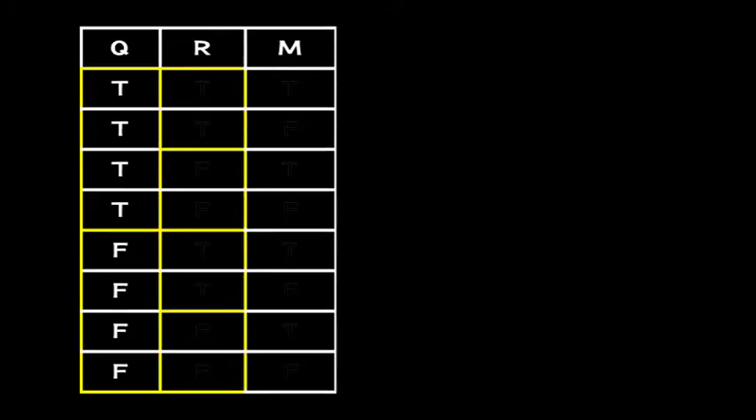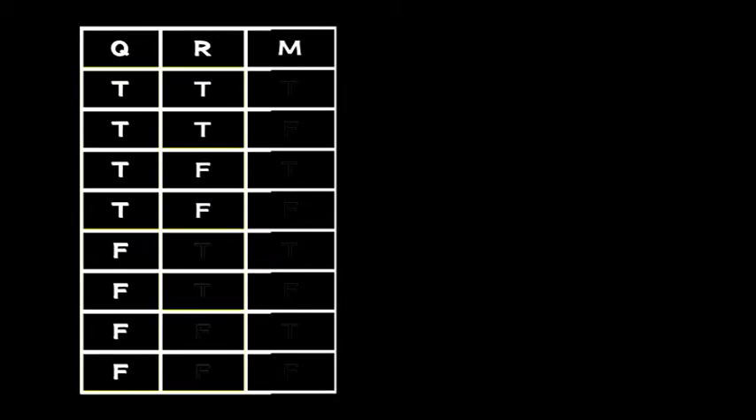We're going to split column Q in half, with the first 4 being true and the second 4 being false. We're going to split R into fourths, with the first 2 being true, the second 2 being false, the next 2 being true, and the next 2 being false. And for our last column M, we're going to alternate between true and false all the way down. True, false, true, false, true, false, true, false. This is how we make a larger table when we have more letters than only 2.